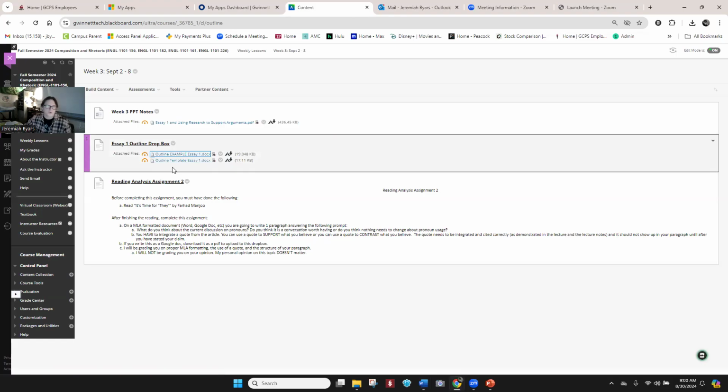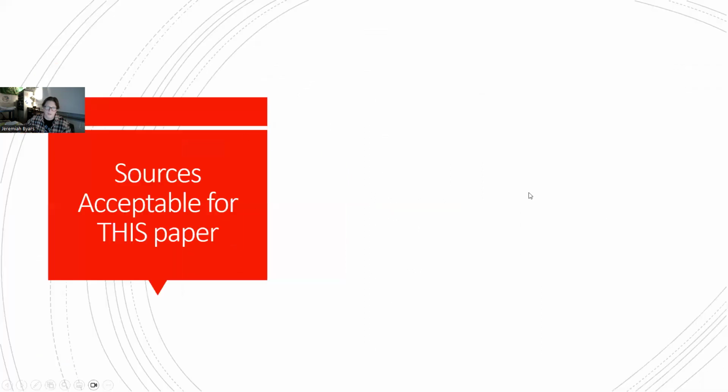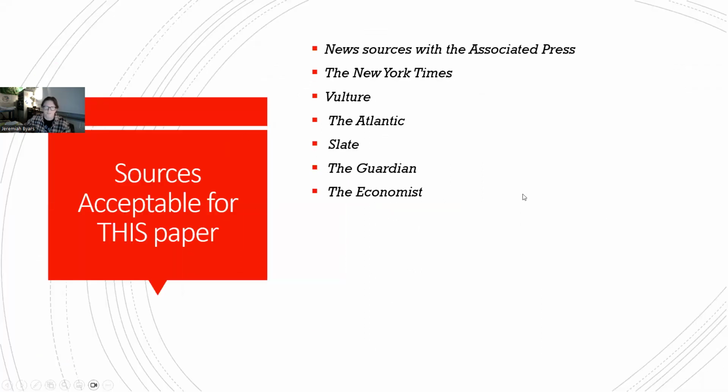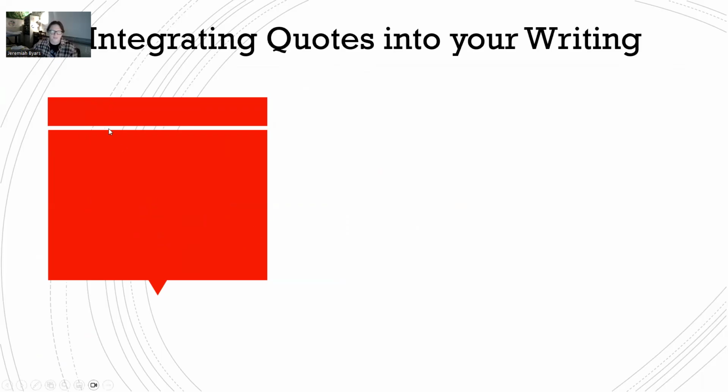All right, cool. Now let's talk about what you're gonna be doing with reading analysis assignment 2, which directly connects to your essay. Okay, so if you're gonna be finding a quote to use from a source, you gotta understand how to do it. All right. So I have 10 minutes. I'm gonna go over this kind of quickly. This is gonna help you with this week's assignment, besides the outline, which is you practicing integrating a quote.